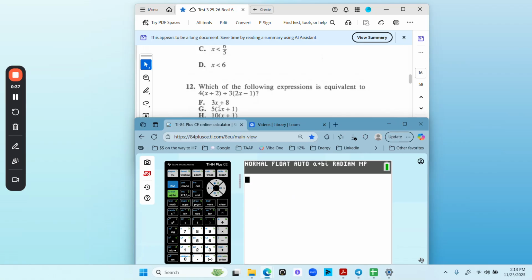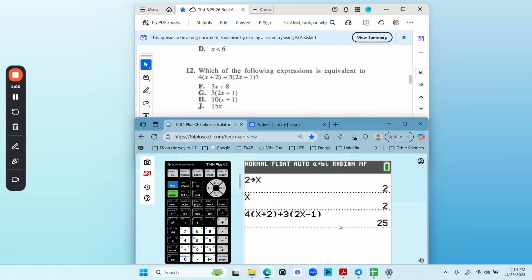So I can set any value I want equal to x. So I'm just going to do 2. So I do 2 store, which is the button above on, x. Now whenever I type x in, I'm going to get 2. And I type in exactly what the problem is. So 4 times x plus 2 plus 3 times 2x minus 1. And I get the value 25.